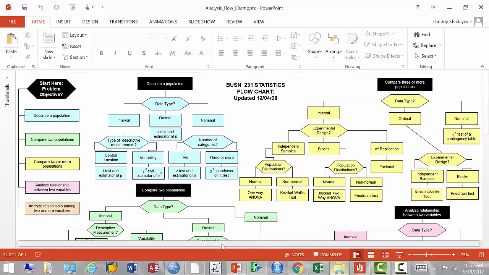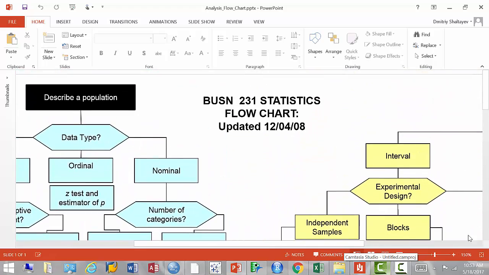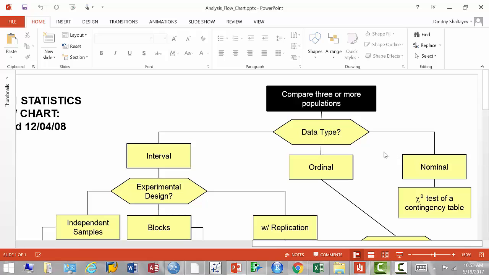So let's move to the next decision tree right here. Okay, next decision tree, I'm going to zoom it in, just like that. What does it say? Comparing 3 or more populations, right? And again, first we're going to start with interval data. 3 or more populations means that you're dealing with multiple samples, not just 2 samples, as we did so far. You can have 3 samples, 4 samples, 5 samples, and they're being compared in one shot, okay? That type of analysis is called ANOVA, analysis of variances.